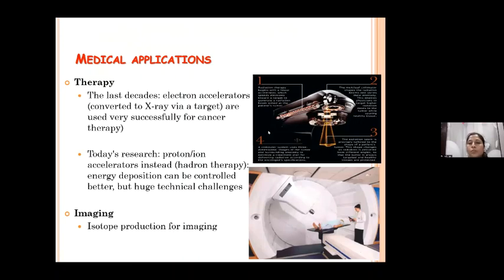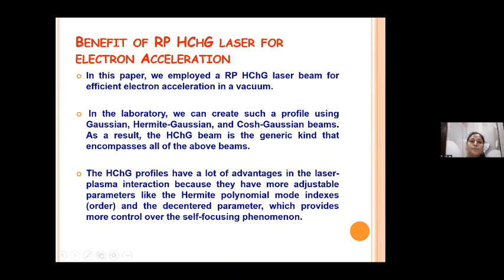So these are the interesting medical applications. Basically, whatever work we are doing in the case of laser-induced accelerators, this is commonly used in therapy and imaging, isotope production for imaging. A lot of work is going on in ELI, Hungary, ELI. So we can discuss that.